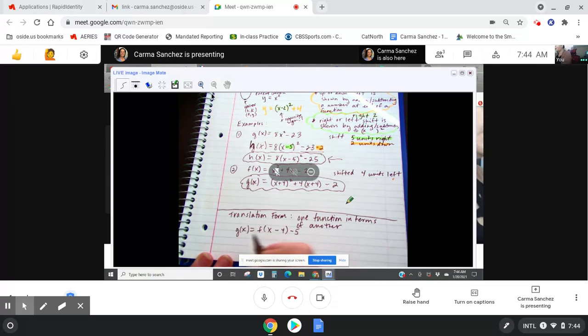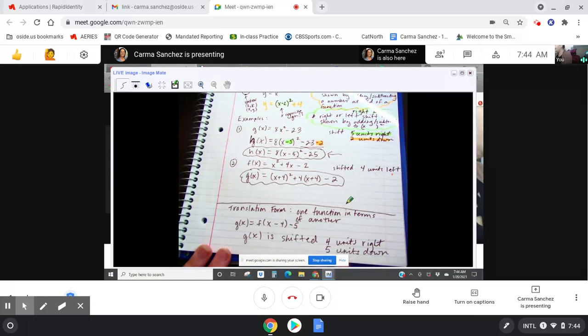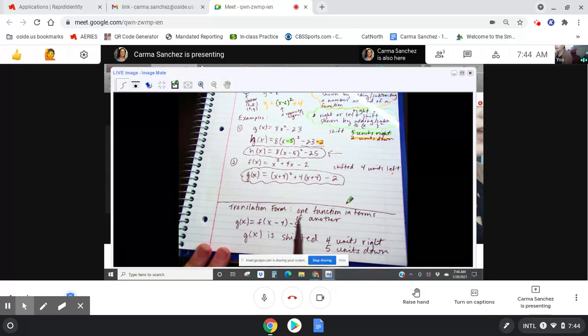So this is g of x is shifted 4 units right. Remember that if it's a minus 4, it's 4 units right. It's kind of counterintuitive to what we think because the sign is opposite. And 5 units down. So g of x in terms of f of x is that it is shifted 4 units right from the original f of x and 5 units down. We're going to be asked to choose an answer where we are looking and showing the words.